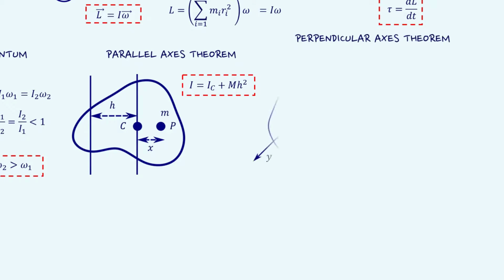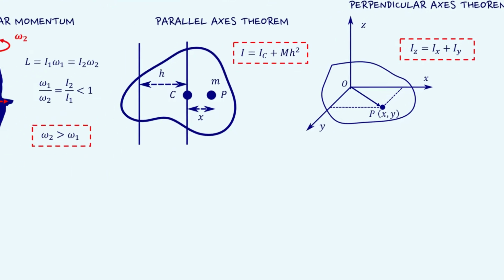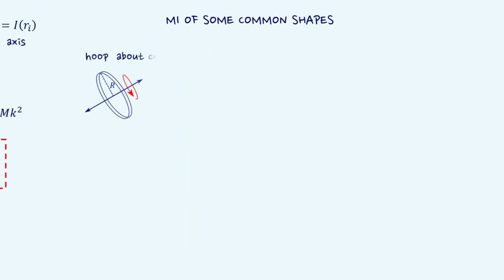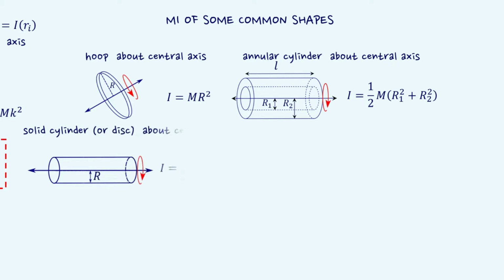The perpendicular axis theorem states that the moment of inertia of a plane body about an axis perpendicular to its plane is equal to the sum of the moments of inertia of the plane body about any two mutually perpendicular axes in the plane of the body which intersect the first axis. The moment of inertia of some common shapes with respect to the axis of rotation is shown here.